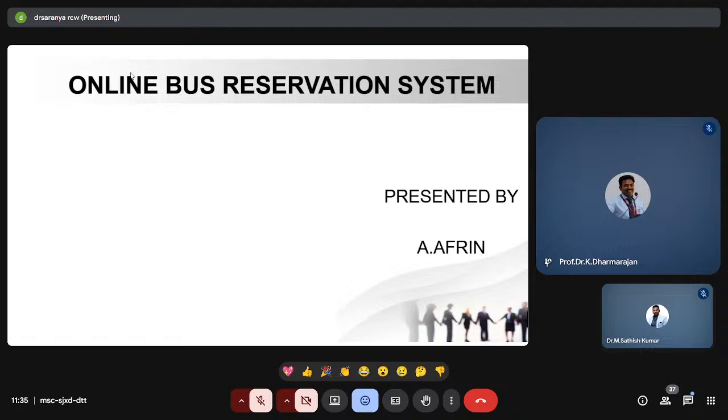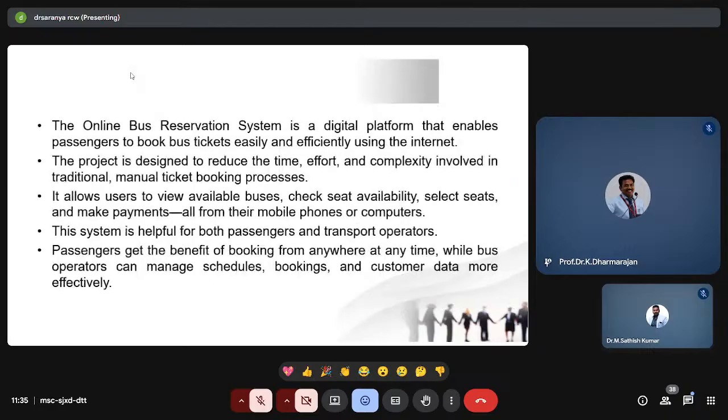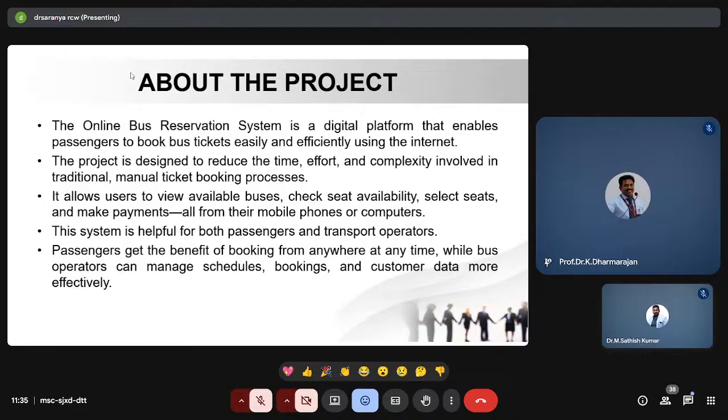Good morning, sir. It's a pleasure to have you here. Myself, Afrin. I am here to present my topic on online bus reservation system. Online bus reservation system is a user-friendly digital platform that allows people to book bus tickets online. This project aims to make the bus booking process faster, more reliable, and more convenient for passengers. Passengers can book tickets 24/7 without visiting a counter. It can be accessed anytime, anywhere.